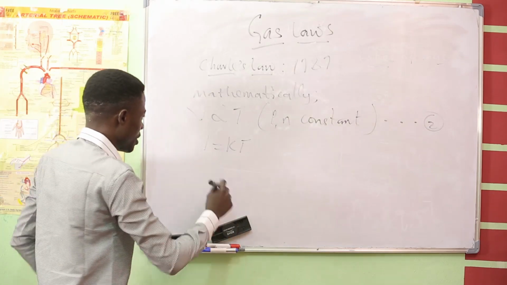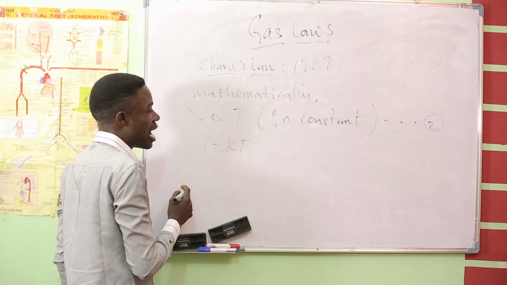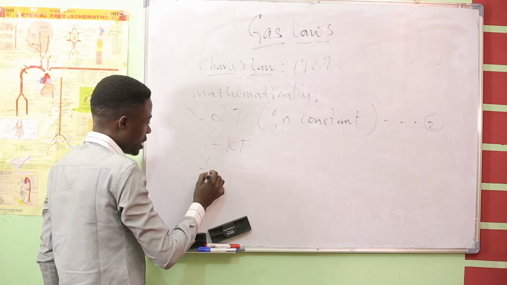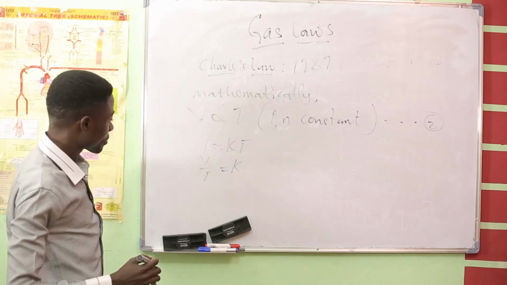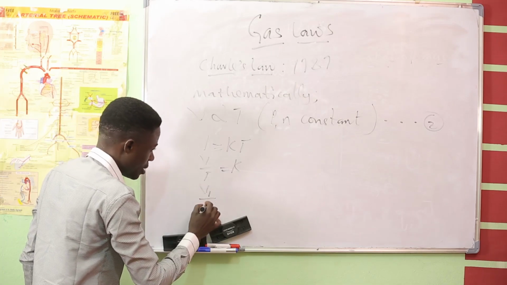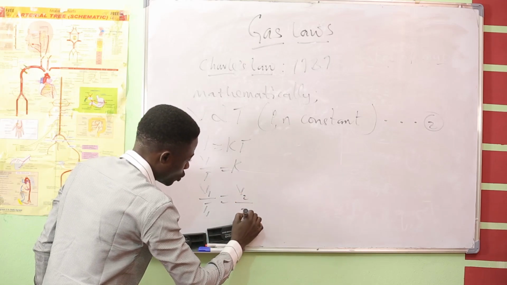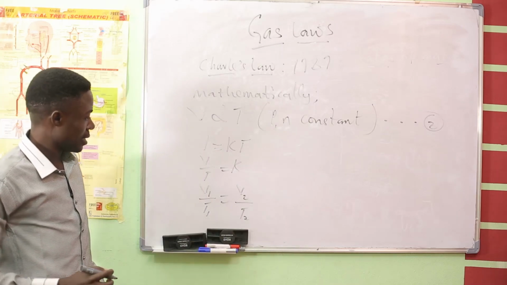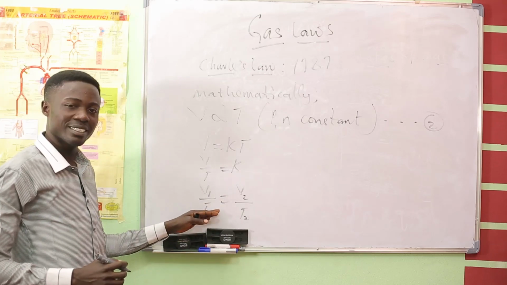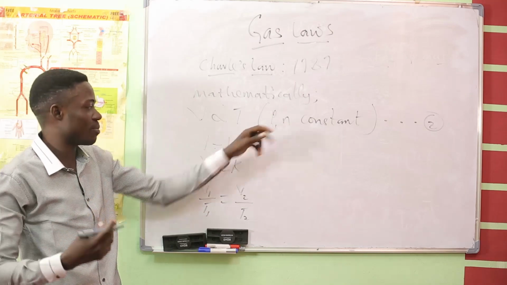We are using equation 1, 2, and so on because we are going to use them in calculations. Now, looking at this, V is equal to KT. We can divide both sides by T so as to make K the subject of the formula. So we have V over T is equal to K. And if that is true, we can also have V1 over T1 is equal to V2 over T2. With this formula, we can calculate volume as well as temperature when pressure and number of moles of that gas are kept constant.